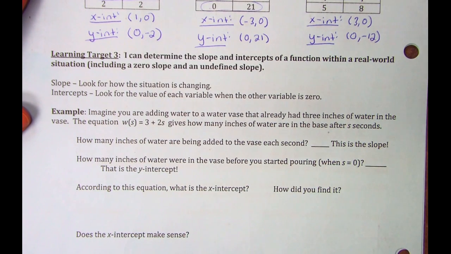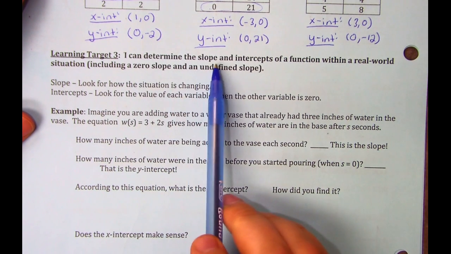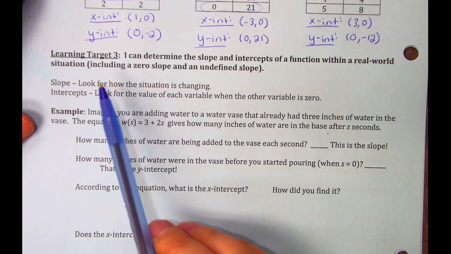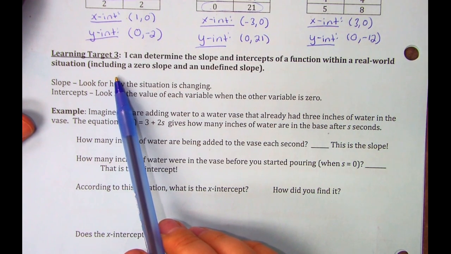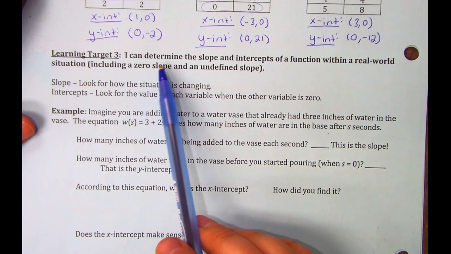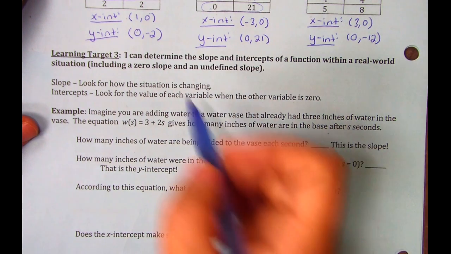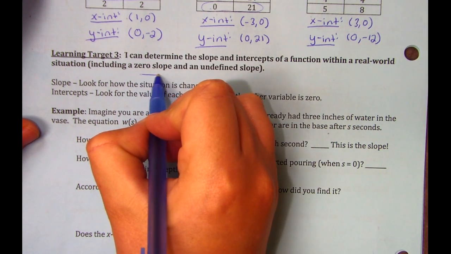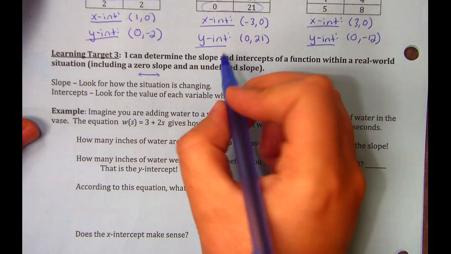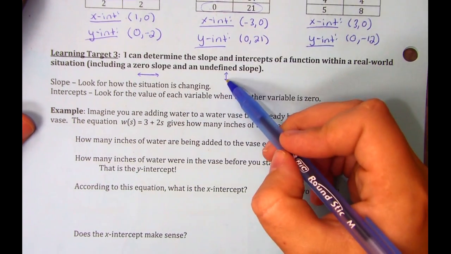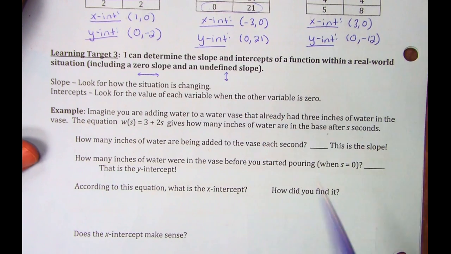So right now we're going to start talking about learning target 3, which is I can determine the slope and intercepts of a function within a real-world situation. And also this is talking about how a zero slope might play into the situation or an undefined slope. Remember, a zero slope would be a horizontal line and an undefined slope is a vertical line because this would have a run of 0 and we can't have a run on the bottom of a slope.